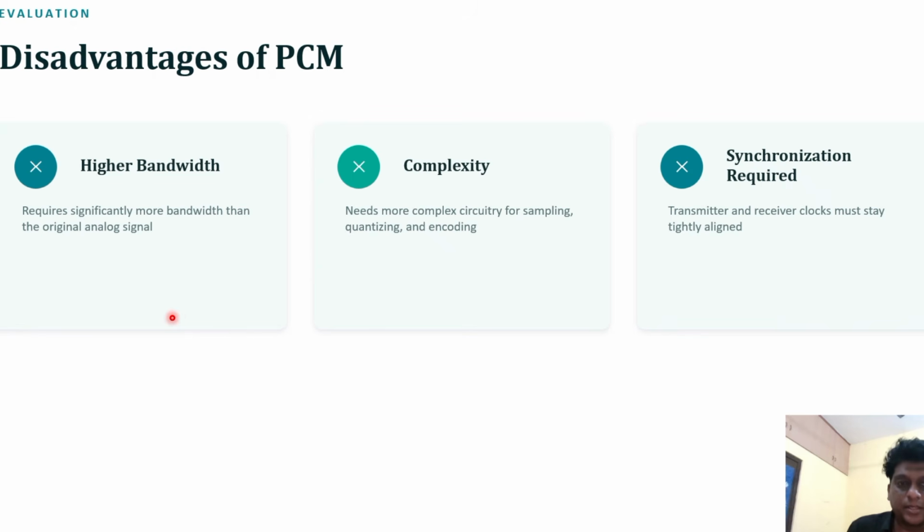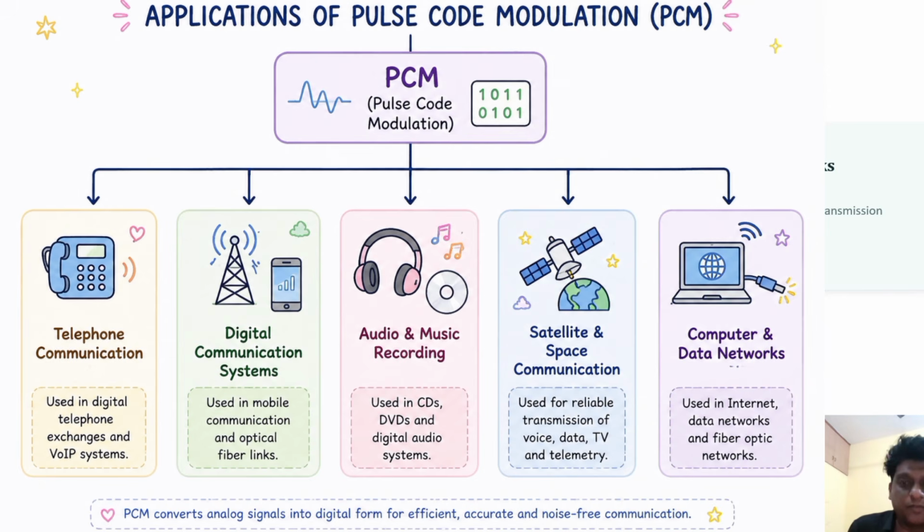A drawback of using PCM is that it requires higher bandwidth. In most cases we are not able to use it, and the complexity is somewhat high compared to other digital communication methods. Synchronization is also very necessary because the transmitter and receiver clocks must stay together. Applications are in telephone systems, studio recording, long-distance digital transmission, optical fiber communication, and biomedical signals.